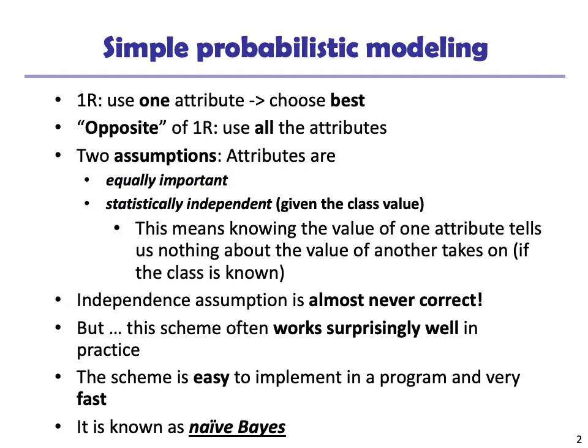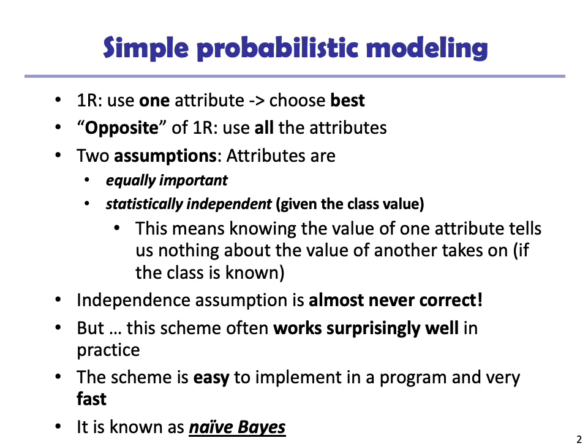So with 1R, what we did so far is that we start with one attribute, right? And then we try to choose the best of them. So we calculate the errors and we pick the one that had the lowest error. That's how we did 1R. So now they thought, can we do something completely the opposite? Now let's take all the attributes, not just one, and then do one very important assumption.